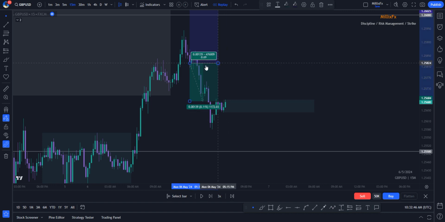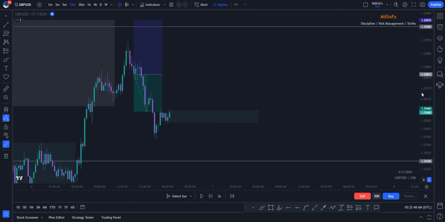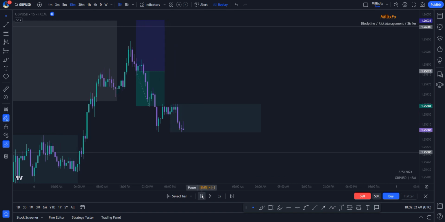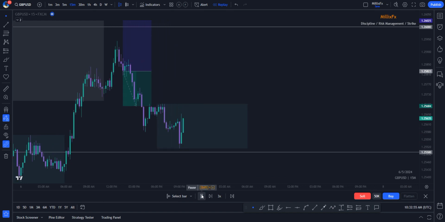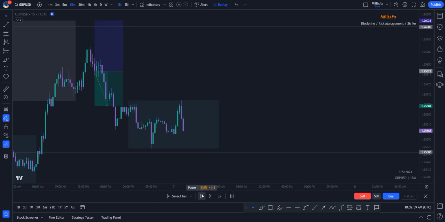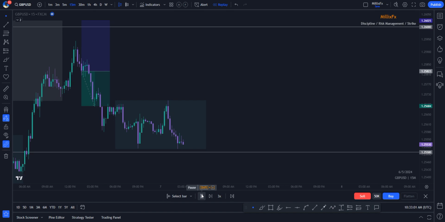So that would have been 0.69 or 0.7. Then we'll have our trade and wait for the next day. So this is 6, so we're waiting for the next day 6 a.m. to look for new opportunities.